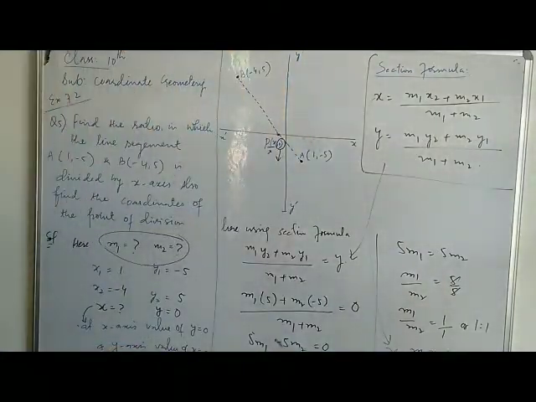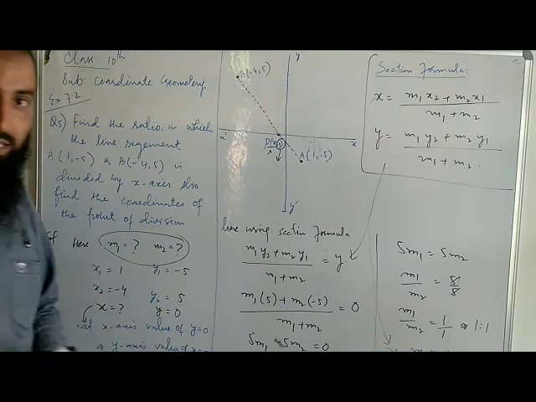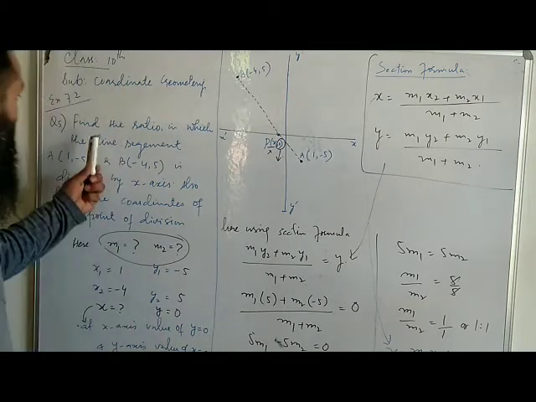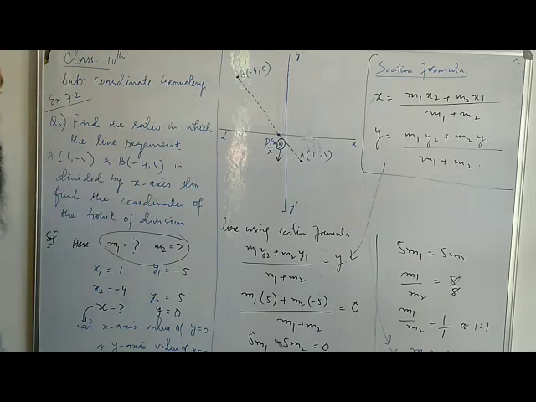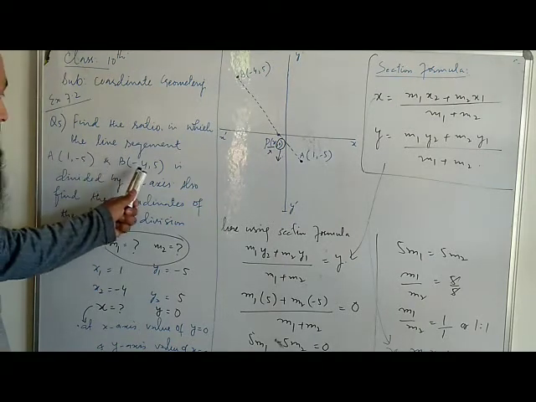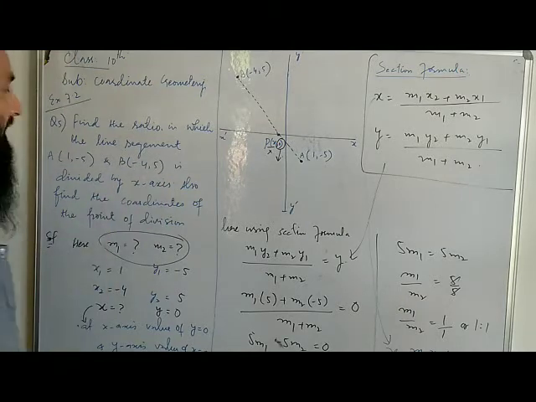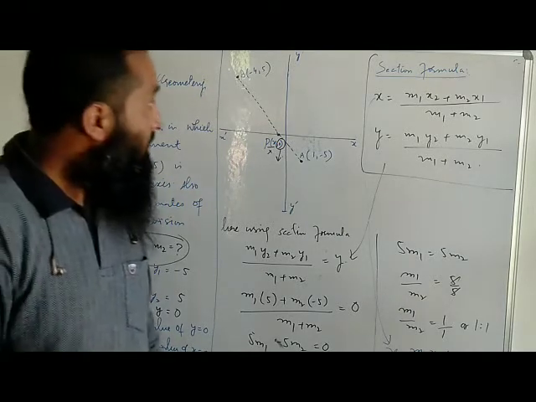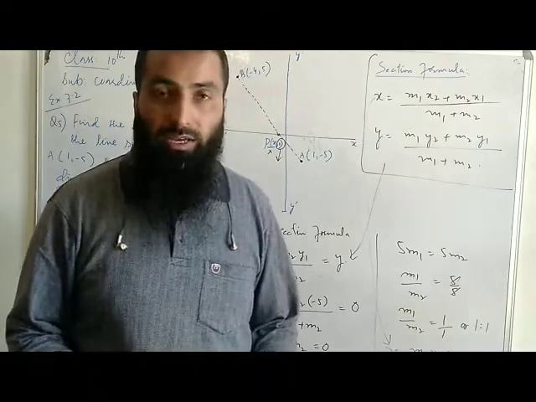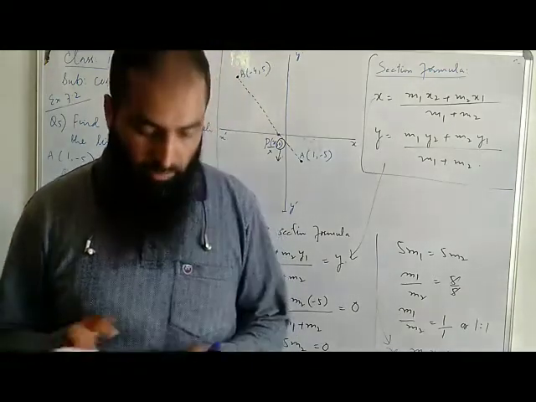So our question is that: find the ratio in which the line segment A (1, -5) and B (-4, 5) is divided by the x-axis. We are having the section formula. Section formula gives us the pointers.